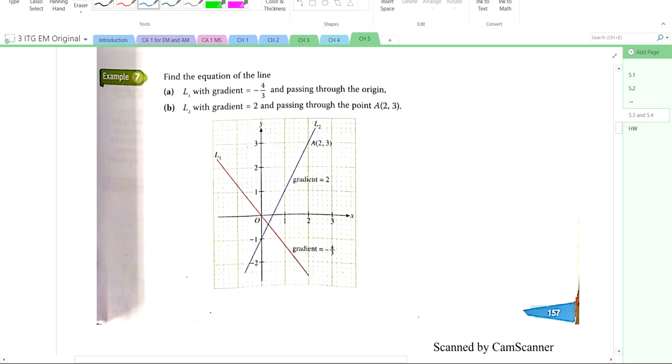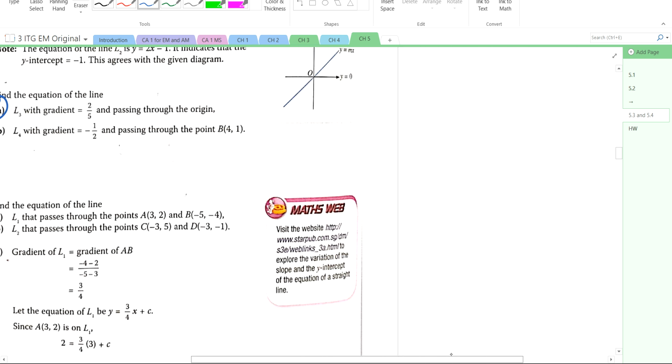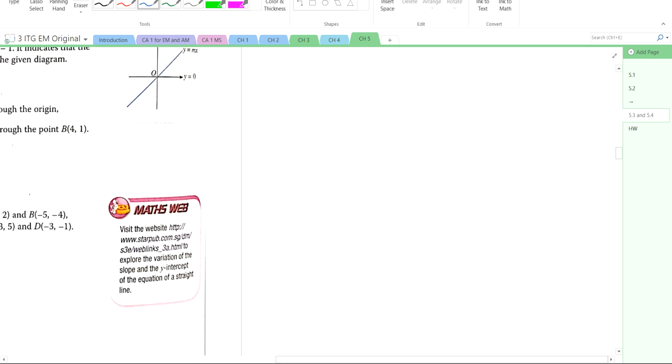Okay, let's start with example. No, I don't want to do example. Let's try 7a. Find the equation of a line with a gradient of 2/5 and passing through the origin. Before we try this ourselves, I've got a question I need you to think about. How much information do you require before you can draw a line?